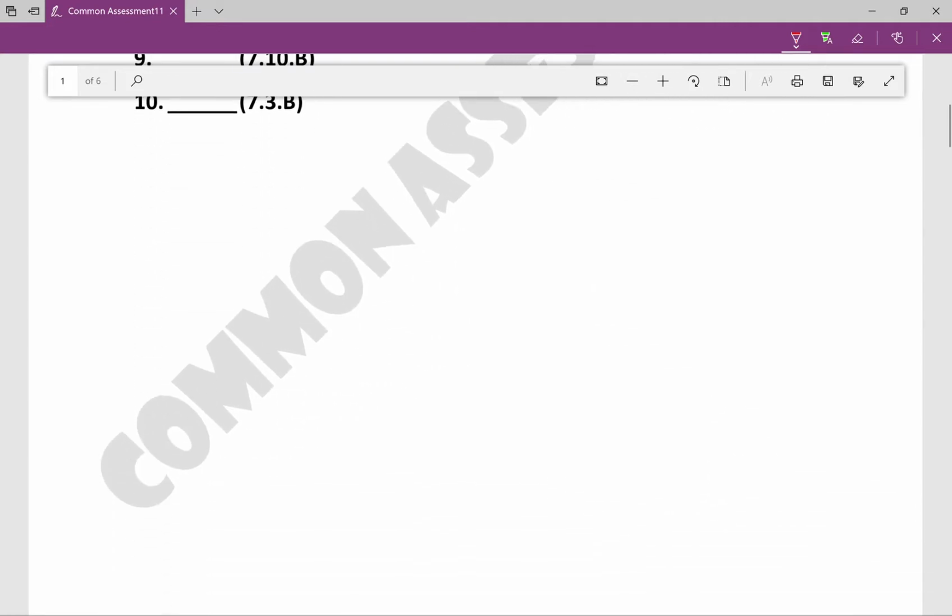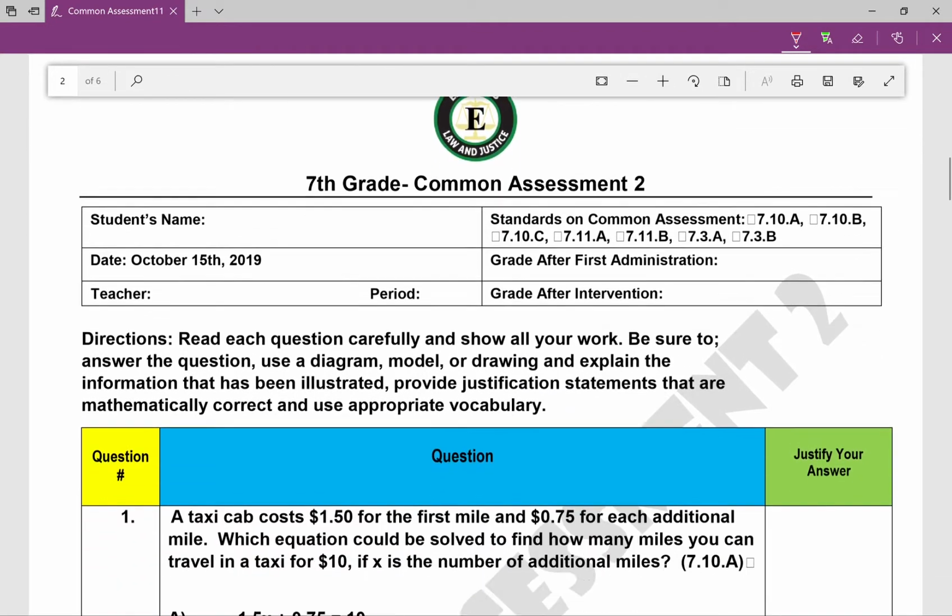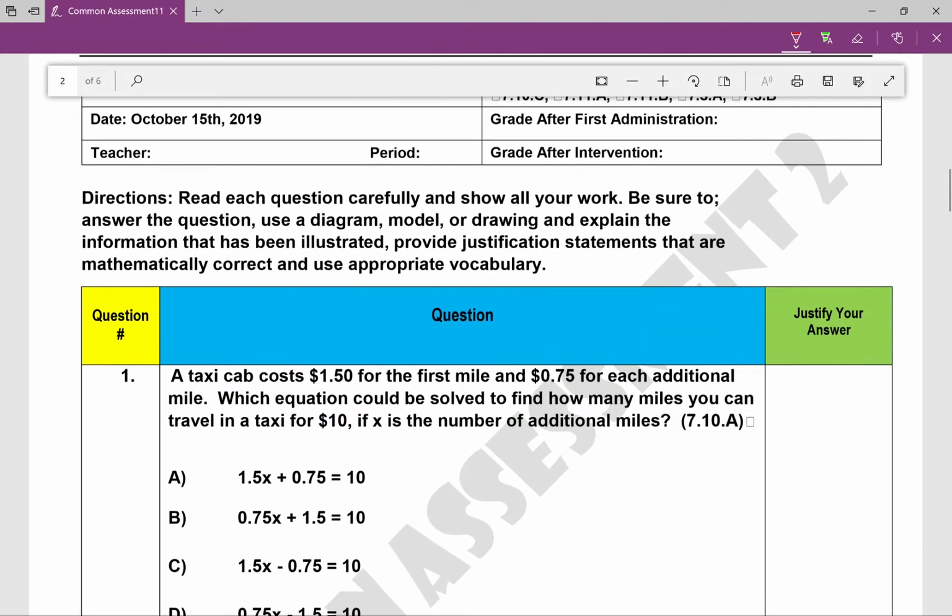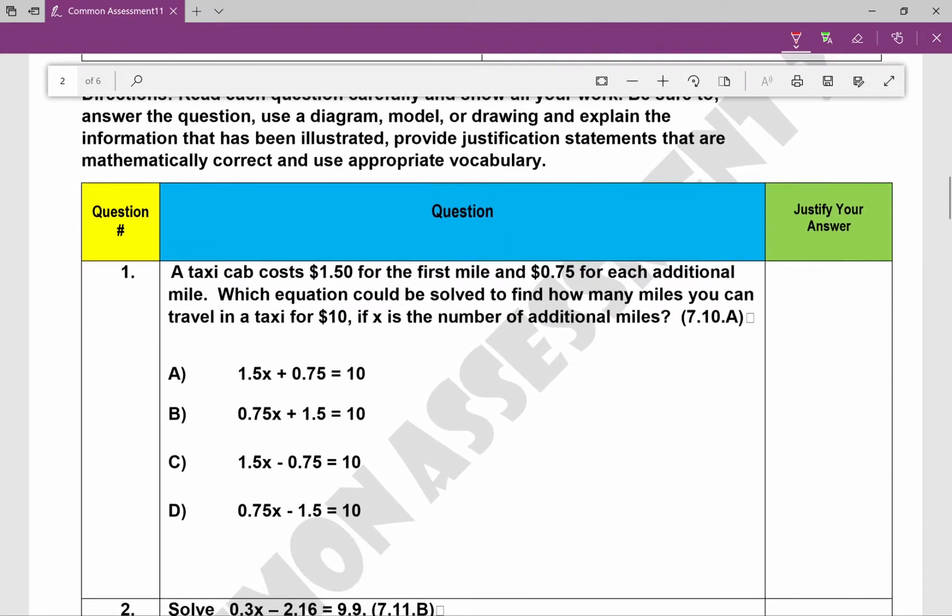Today we're gonna go over the test that we took this week. It's Common Assessment 2, and we went over equations and inequalities, and this was the first question.